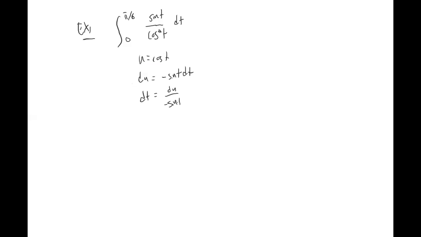And then from here we get integral sine t over, since u is cosine t, that's u squared, times dt. From right here, it's du divided by negative sine t. Now these will cancel, right? So you get integral negative 1 over u squared du. Agree?